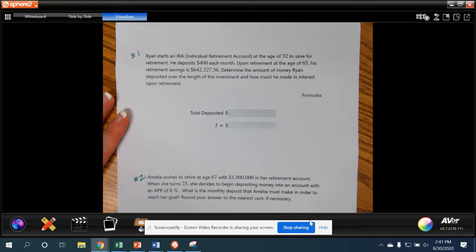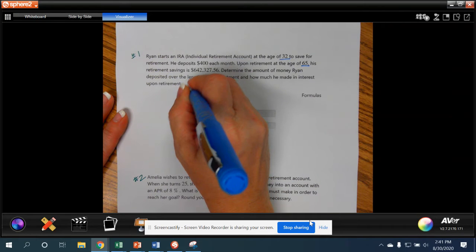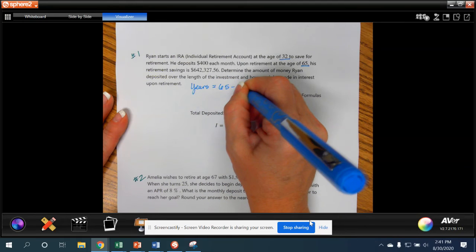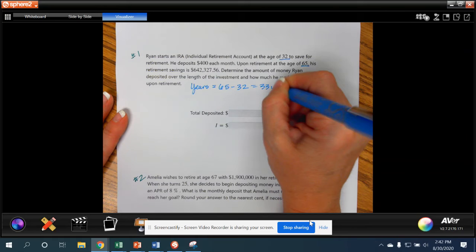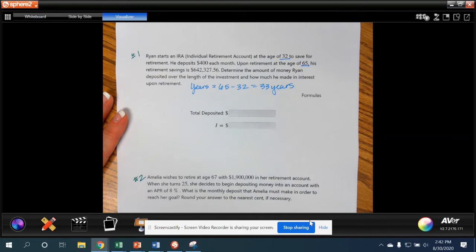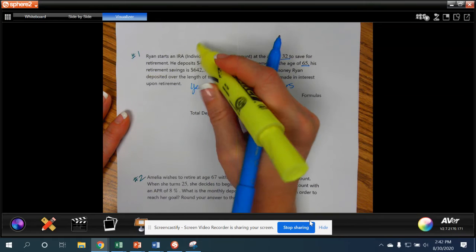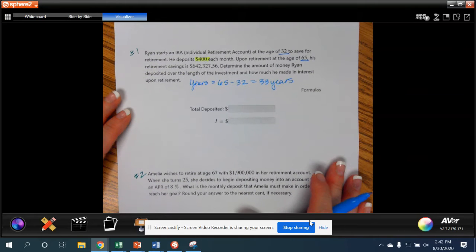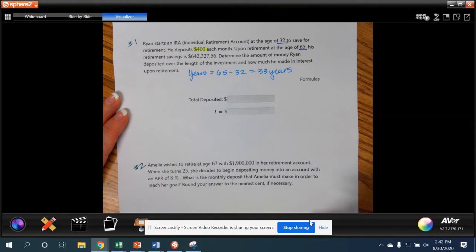We're going to just use some basic common sense. So starting at age 32 and he's going to retire at 65, the years he's investing is going to be the difference of those two, which gives you 33 years. In those 33 years, let's think about what they're doing. He's depositing $400 each month. So let's figure out how much he is actually putting in the account, or total deposit.